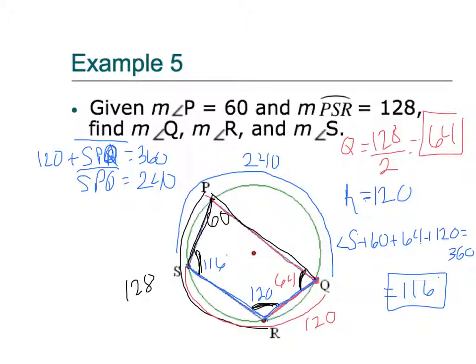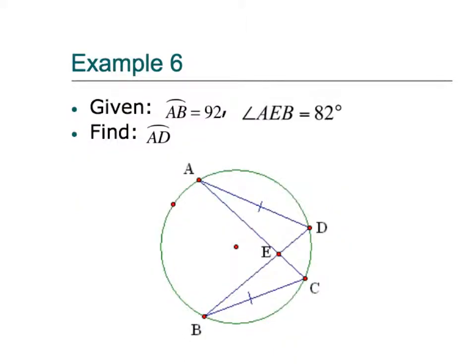Good job. One more to go. Alrighty, family, last one. You're doing so great. Let's check out example 6. Given arc AB is 92 degrees. Let me write that in. Also, angle AEB is 82 degrees. That's this angle in here. They're asking me to find arc AD.